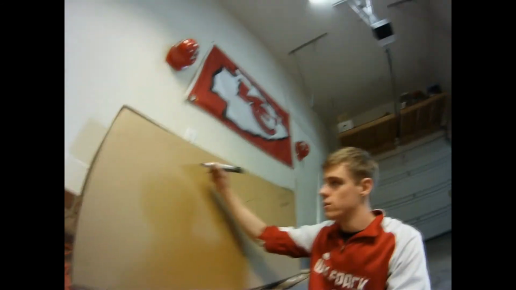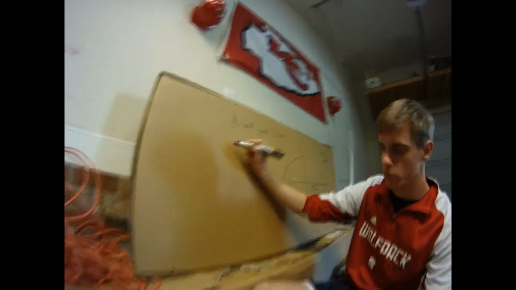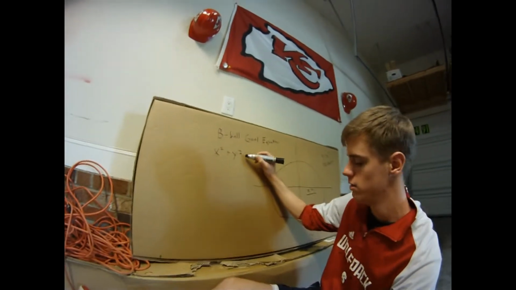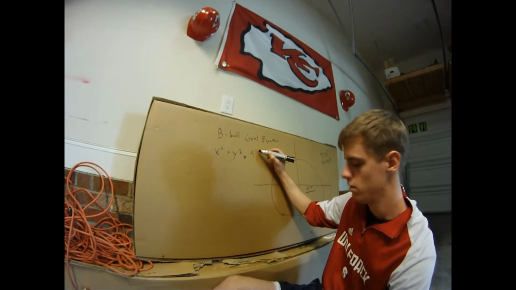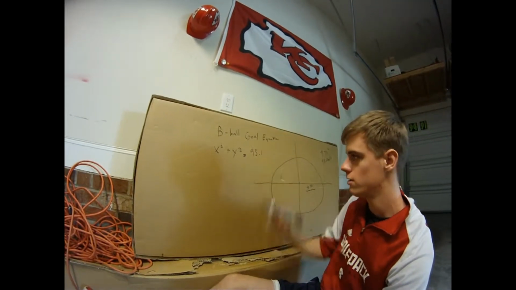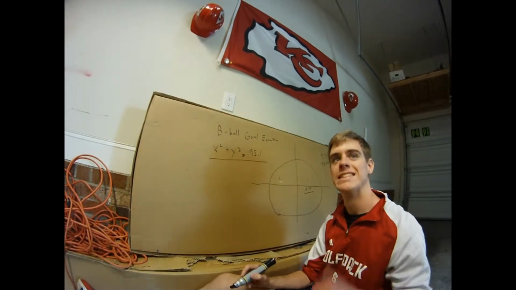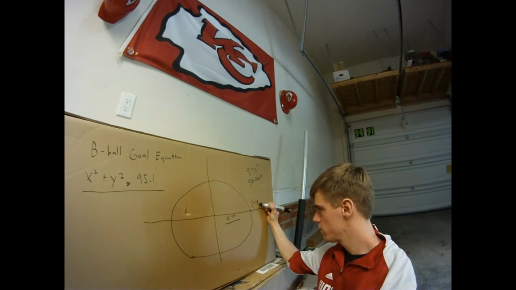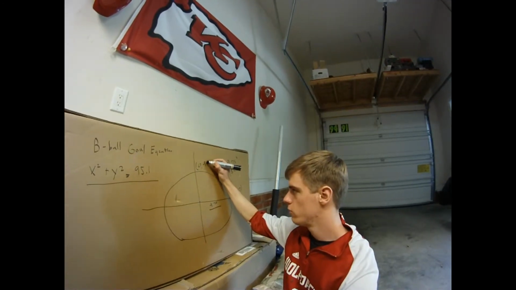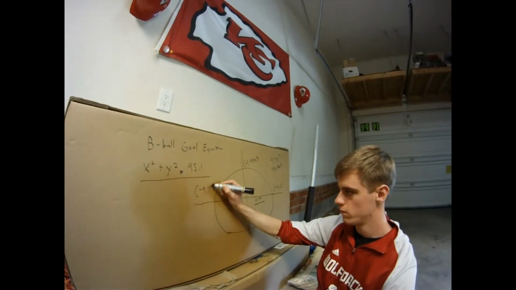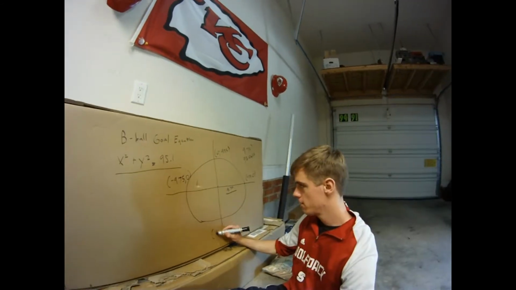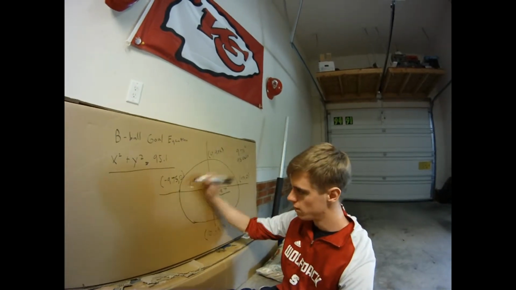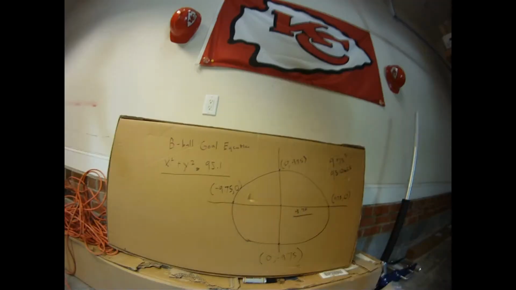So the final equation for the basketball goal is going to be x squared plus y squared equals 95.1. Also, the points on this circle are going to be (9.75, 0), (0, 9.75), (-9.75, 0), (0, -9.75). Those are the points that you're going to have along the circle.